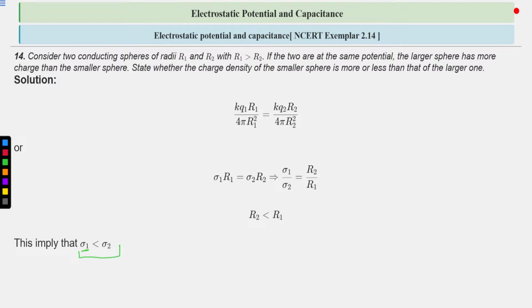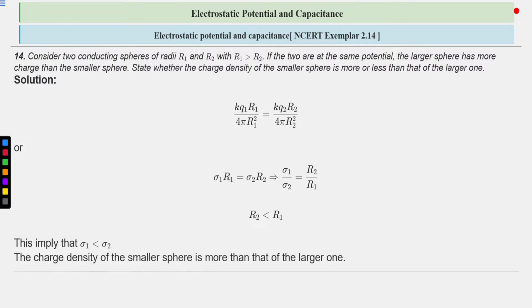So sigma 1 is the surface charge density of the first sphere, which is larger. So surface charge density of the larger sphere is less. Surface charge density of the smaller sphere is large. So the charge density of the smaller sphere is more than that of the larger one.